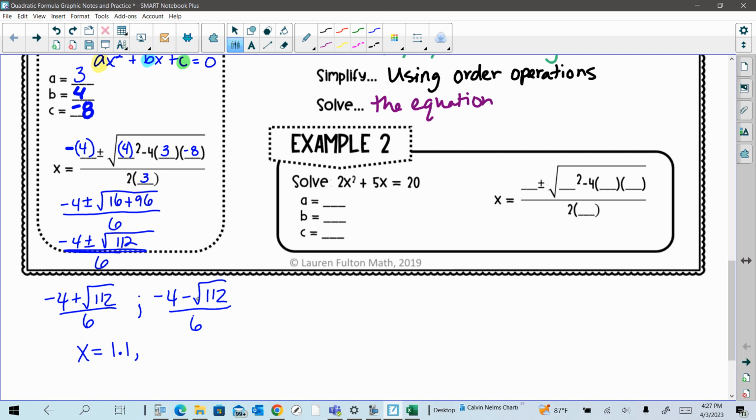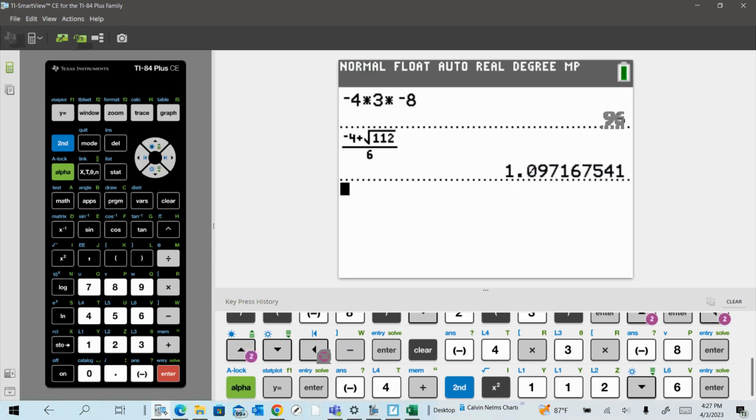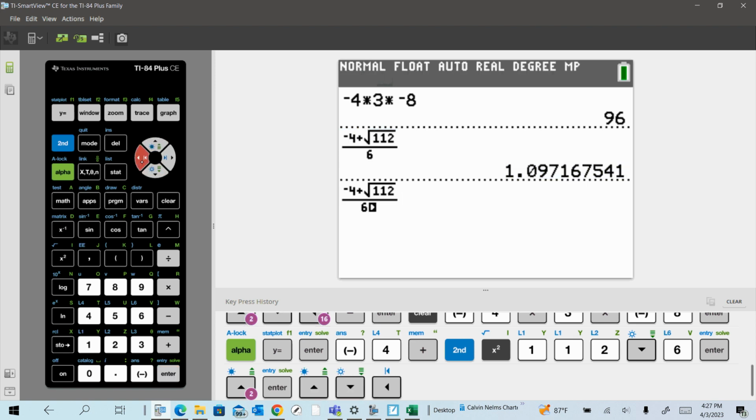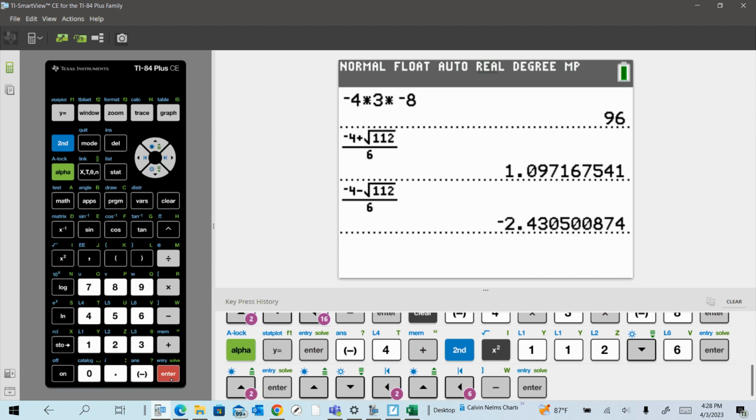One with plus, addition, one with subtraction. Now, the calculator, instead of typing this all out again, I can go up here, highlight the plus right there, the operation that I did, hit enter, and then arrow to the right, and then up, like that, and change, instead of typing it all over, I can change that plus to a minus sign, and hit enter. So our second solution is negative 2.4.